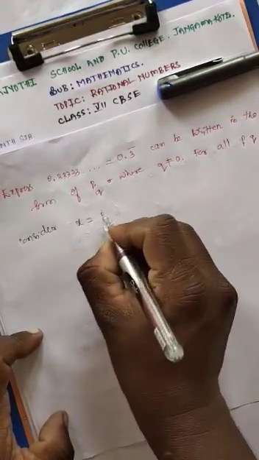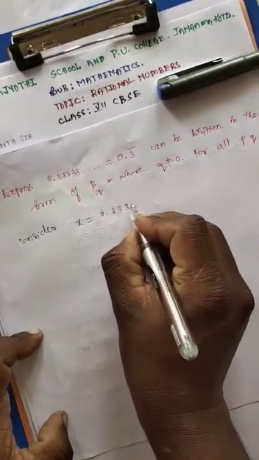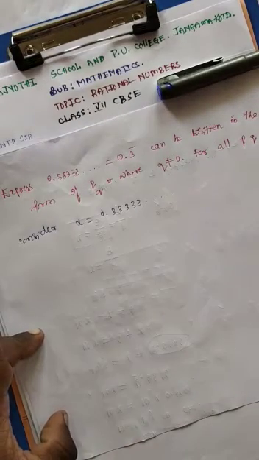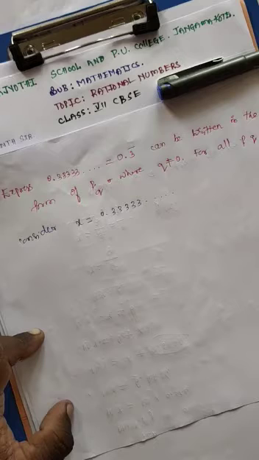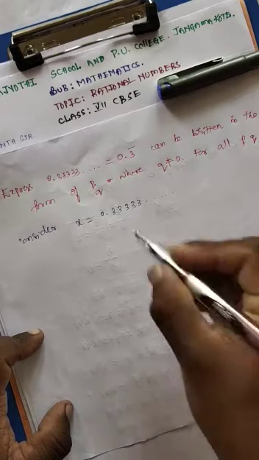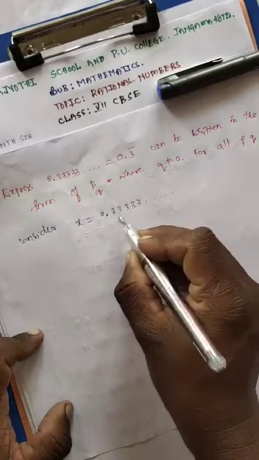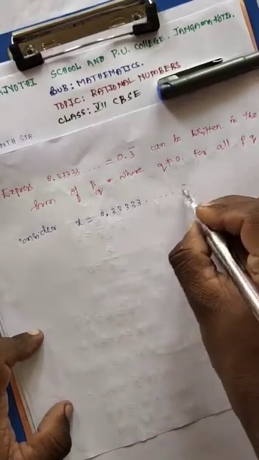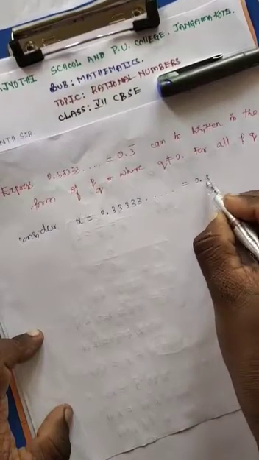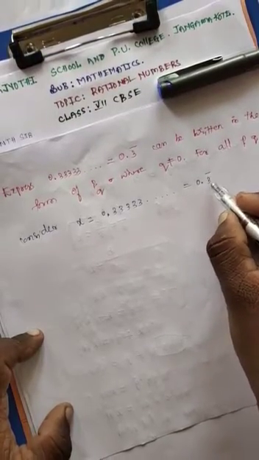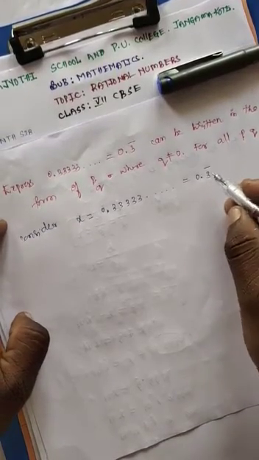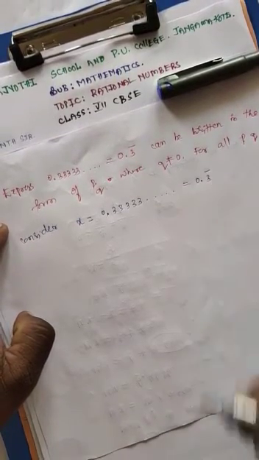x is equal to 0.3333 etc. Right. So here we have only one digit in the decimal part repeating. After the decimal, 3 is the repeating term, hence it is recurring. Recurring can be denoted as 3 bar. So hence it is recurring.